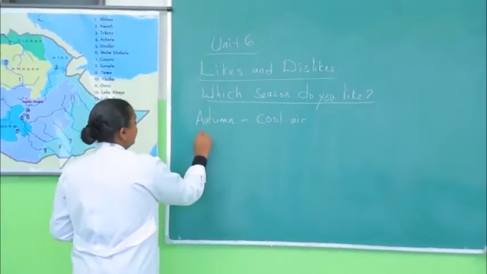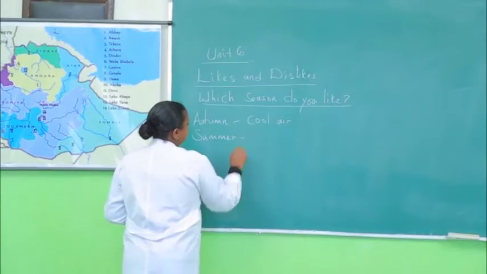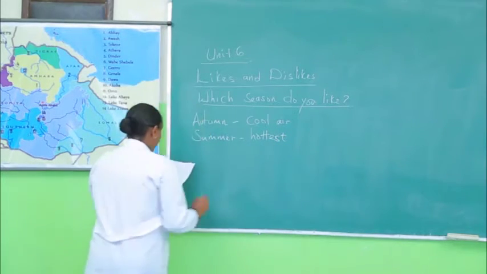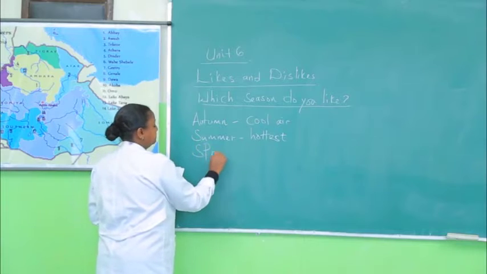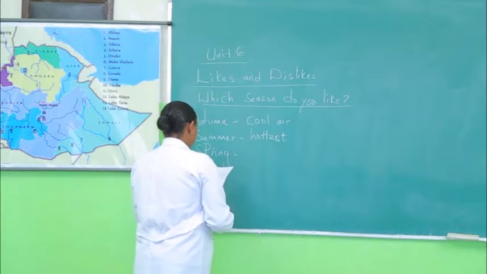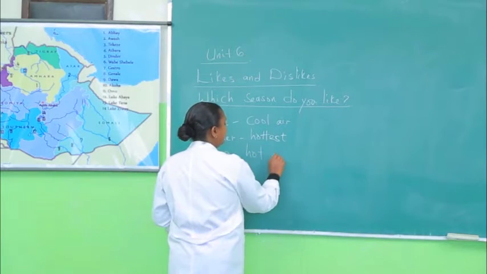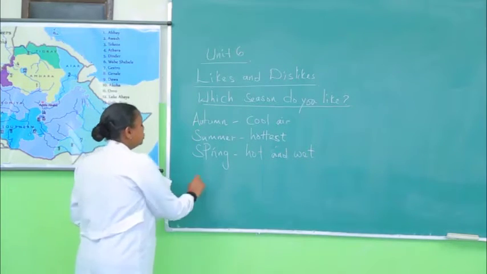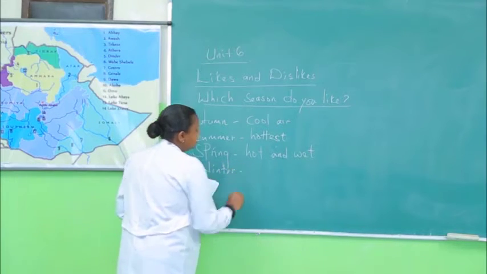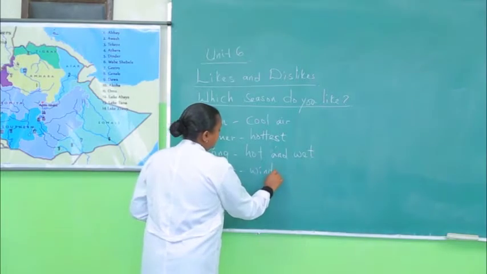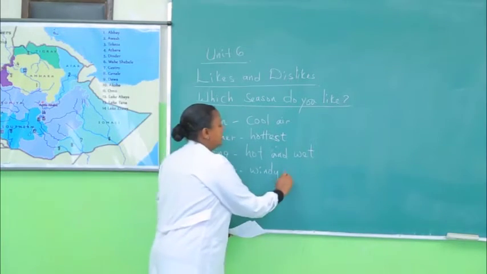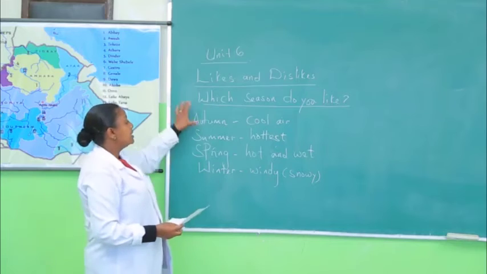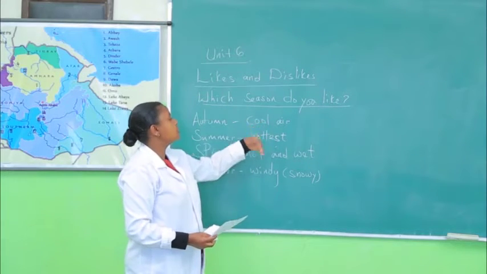These are the vocabularies. Summer. This is the hottest season. And spring. It is hot, and at the same time, it is also wet. And the last one is going to be winter. This is very windy, or we can call it chilly, and also it is snowy.